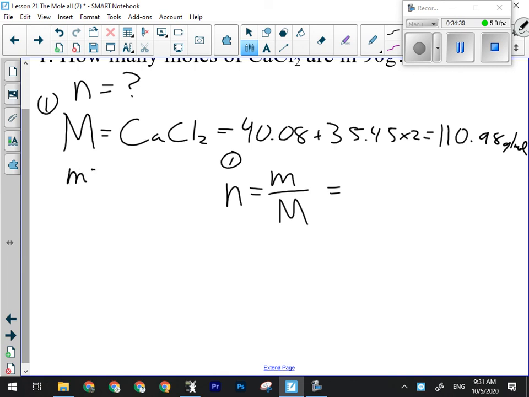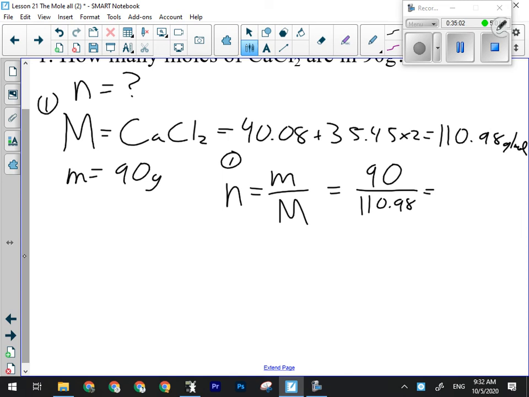Sorry, we forgot one number. The 90 grams, okay? The other number they gave us. All right, so little m is 90 grams, so I'm going to plug that in here. Okay, and I'm going to divide that by big M, which was 110.98. You do not need to show your units in the calculation unless you want to. You're not going to lose marks if you don't. You're not going to lose marks if you do.